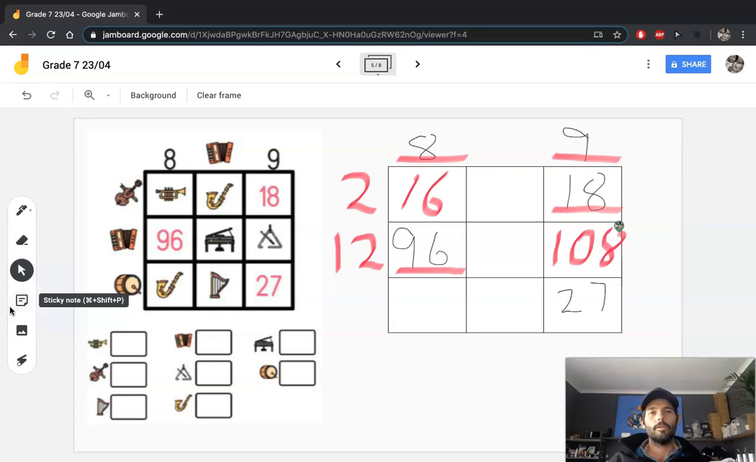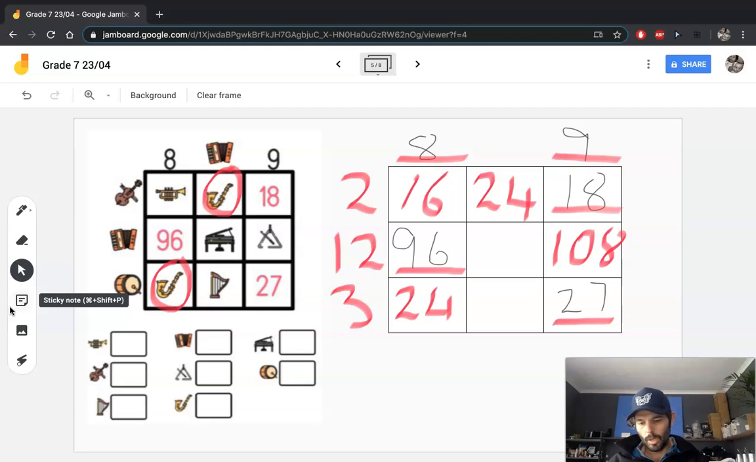Okay, now I need to think what multiplied by 9 gives me the 27, and that's going to be 3. Okay, so 3 times 9 is 27. I also know that 3 times 8 is 24. Now I've just got to look at the pictures because I can see that the saxophones are in 2 different columns. So I can repeat this 24 here. Okay. And I can't see anything else that's repeated. I can. So the accordion is 12. Okay, so the accordions are the same.